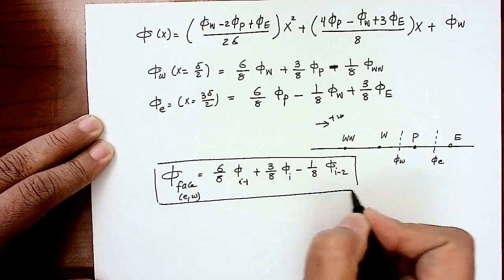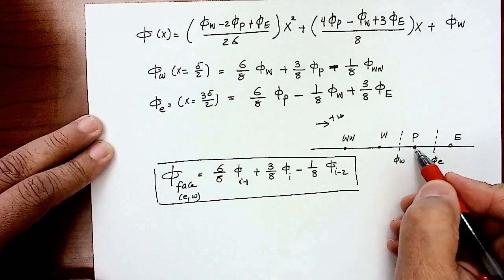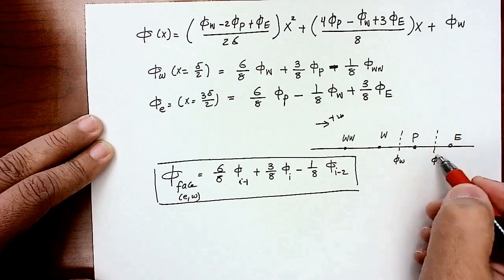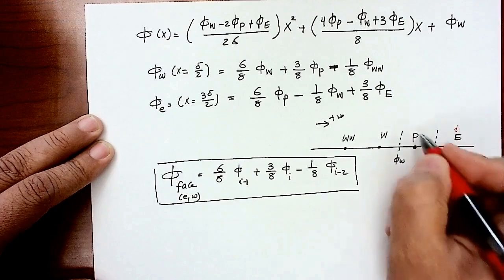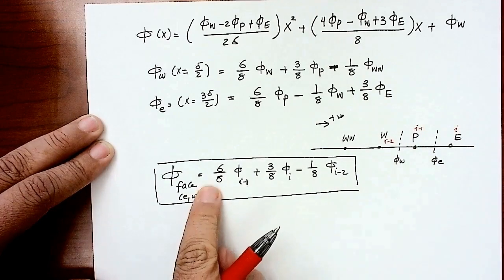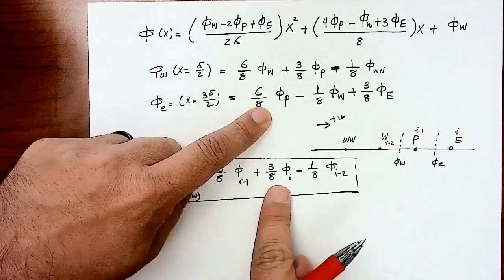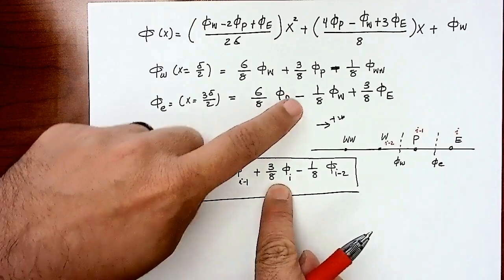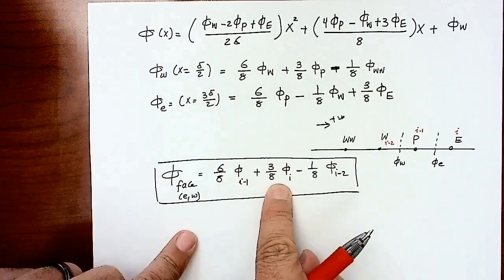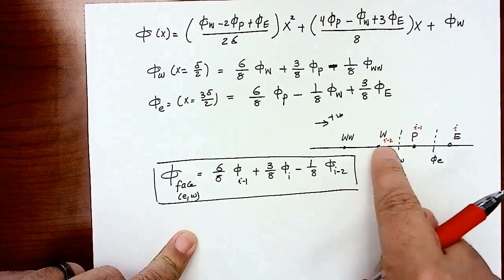How do you define I minus 1, I minus 2? Let's assume this is your P point, and this is the east face. So I will call this I minus 1, I minus 2. If you substitute here, you will have 6 over 8 phi P, which is here, plus 3 over 8 phi I, which is 3 over 8 phi east, according to this I here, minus 1 over 8 phi I minus 2, which is west.